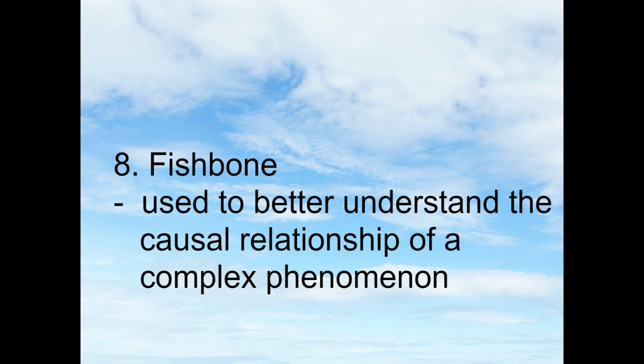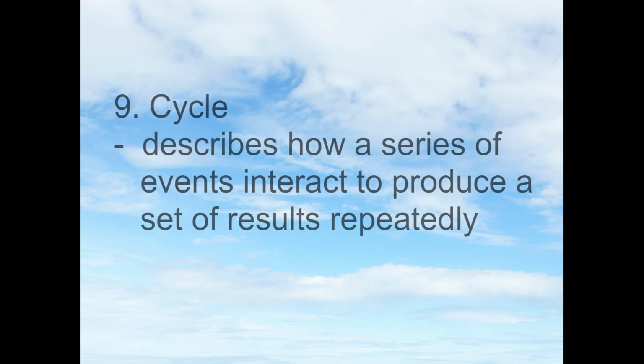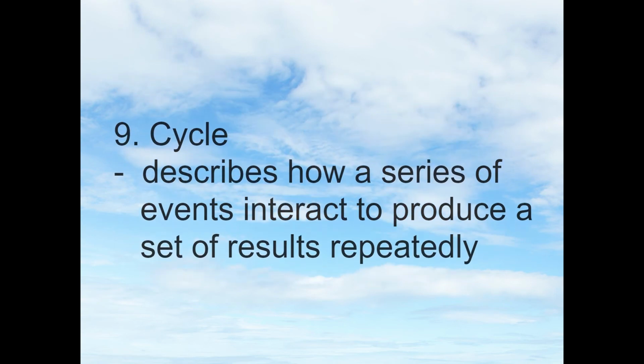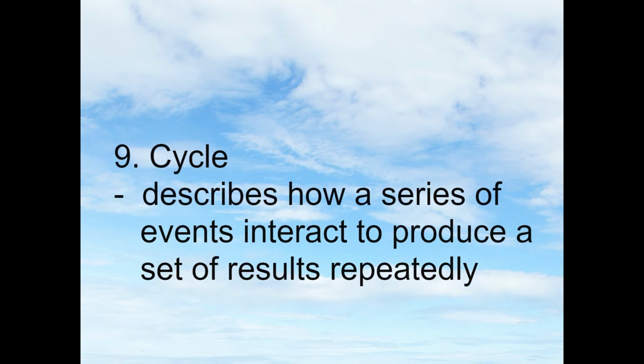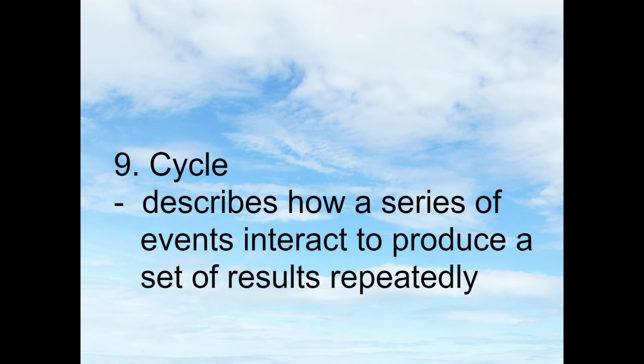The ninth one is the cycle. Cycle describes how a series of events interacts to reproduce or to produce a set of results repeatedly. Some examples of events that require a cycle are water cycle, metamorphosis, and poverty cycle.